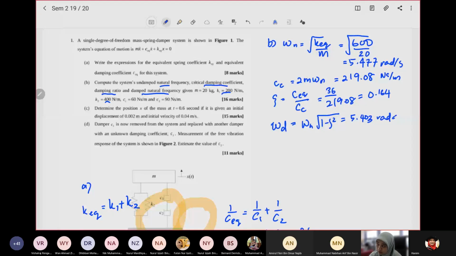Okay, part C. Sorry, I have class until 12. Part C: determine the position x of the mass at t equals 0.6.